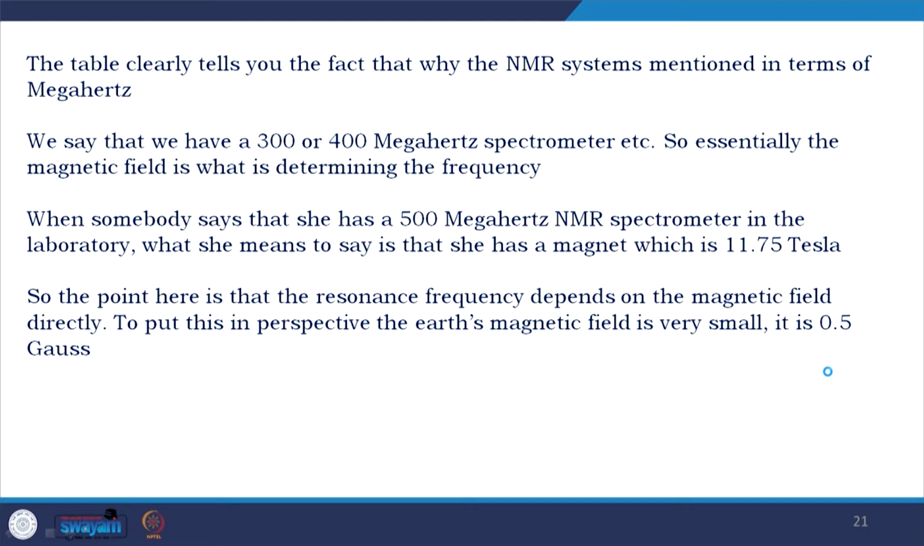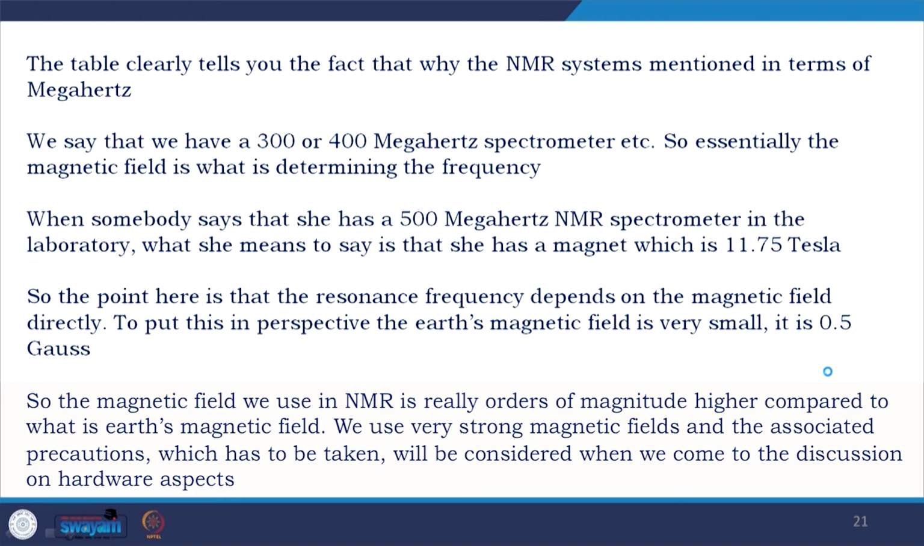To put this in perspective, the Earth's magnetic field is very small, which is 0.5 Gauss. So, the magnetic field we use in NMR is really orders of magnitude higher compared to what the Earth's magnetic field is. We use very strong magnetic fields, and the associated precautions which have to be taken will be considered when we discuss the hardware aspect.